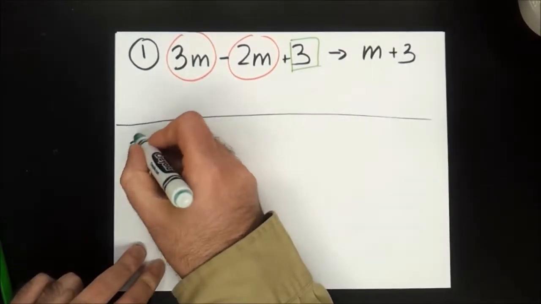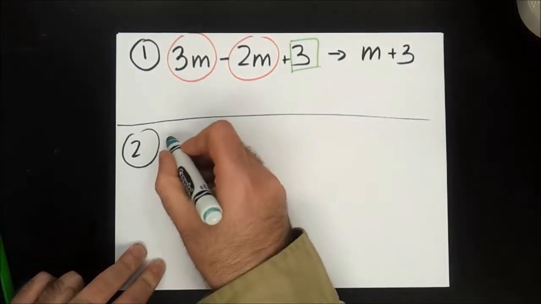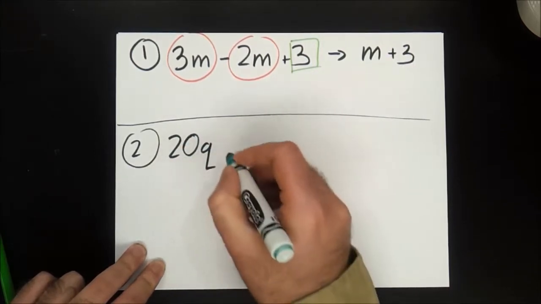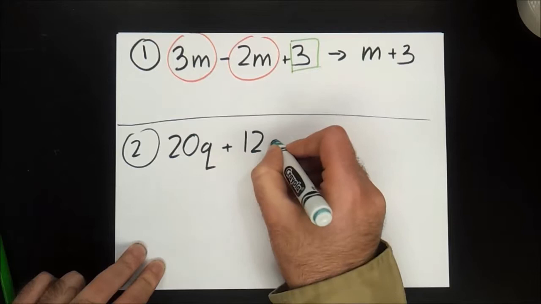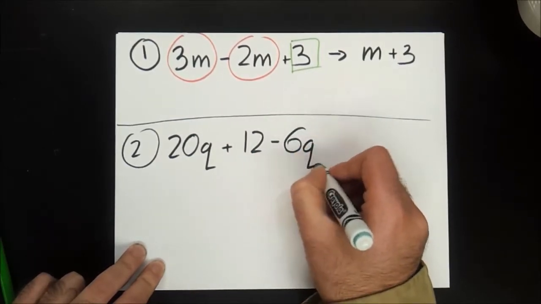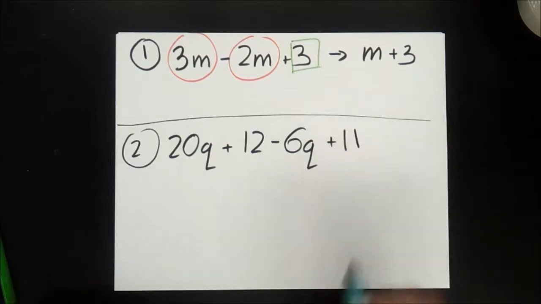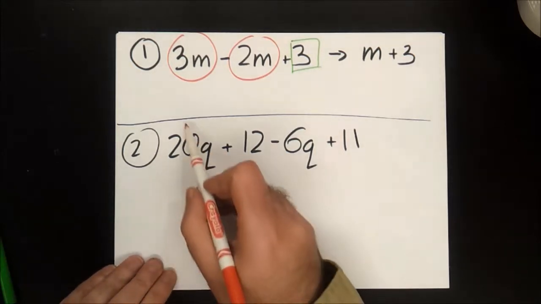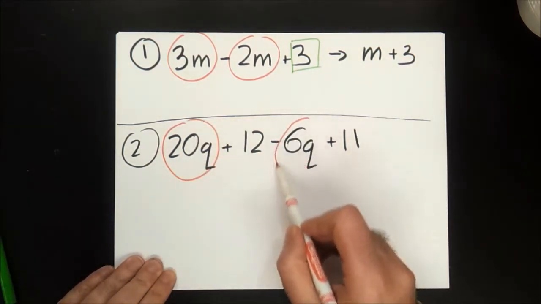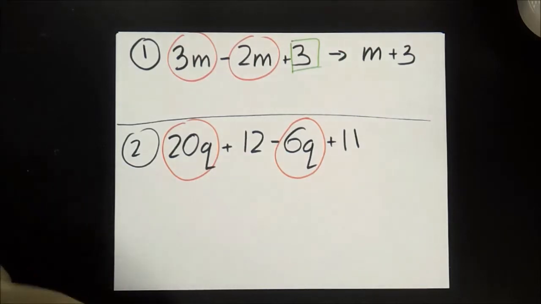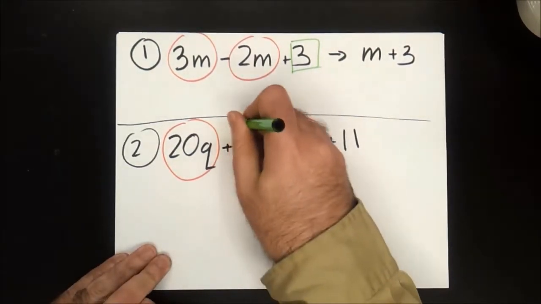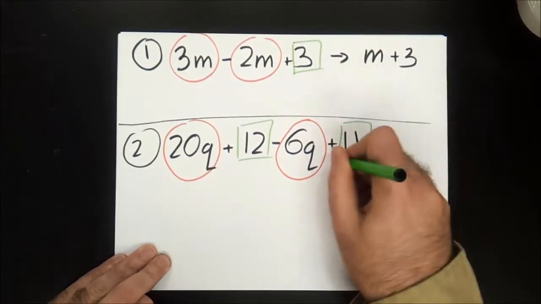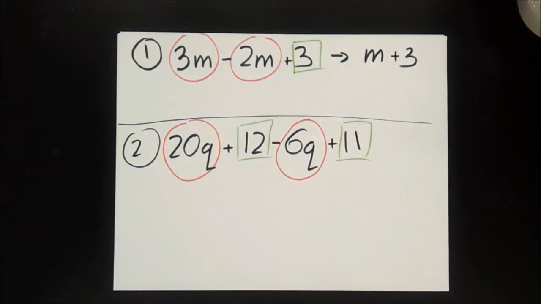Let's do number 2. Number 2 is 20q plus 12 minus 6q plus 11. So this one has 4 total terms, 1, 2, 3, 4, but there's still only 2 term types. We have q terms. We also have constants. In this case, we have 2 constants. In the last problem, we only had 1 constant. This will allow us to combine our constants here too.